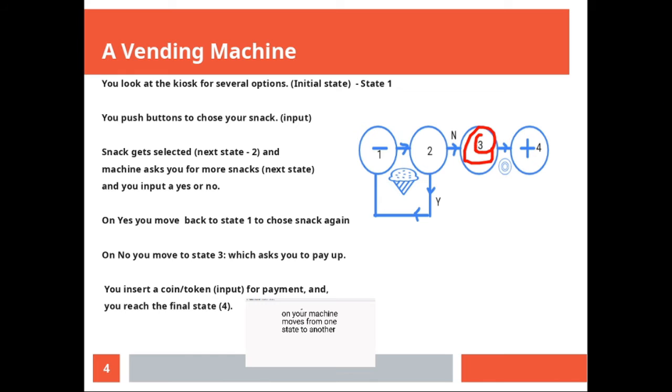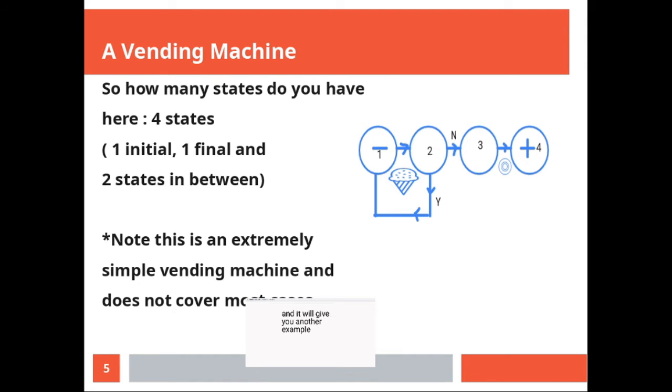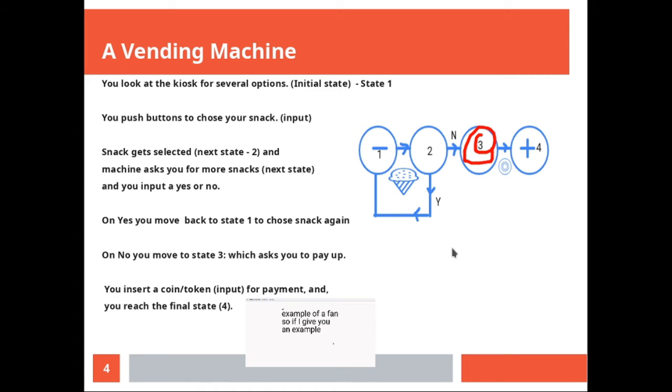Let me give you another example of a fan. So, an electric fan, how does it work? Initially, it is in an off state. Let me represent that initial state, the off state, and call it state 1. You could call it anything: x1, x2, x3, a, b, c, d. We try not to name these states the same as the input symbols to avoid confusion.